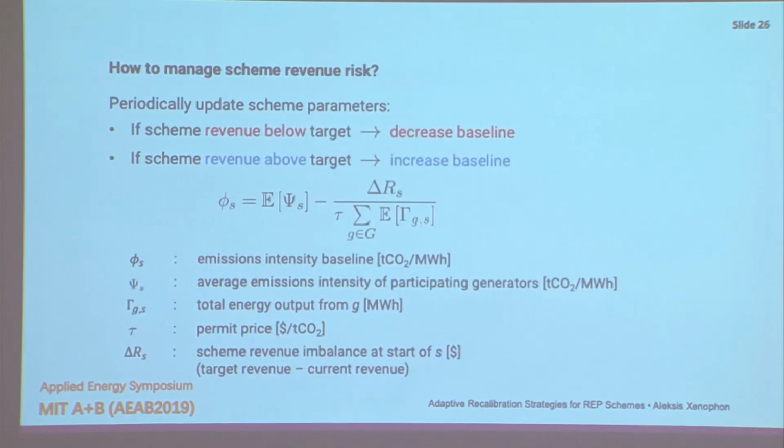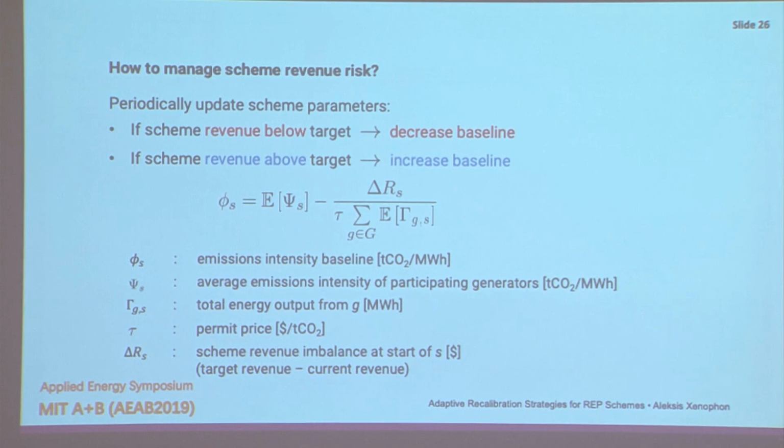Well, one way to do this would be to periodically update scheme parameters, in particular the emissions intensity baseline. So at a high level, what we'd like is if our scheme revenue is below the target, then we want to decrease the baseline. So in this scenario, we're going to be collecting more penalties than we're giving away in credits. Conversely, if we've got too much money in our bank account, we can be more generous and we can increase the baseline. Now, I don't want to bore you with the derivation of this, but this is a simple updating rule that can accomplish this type of an objective.